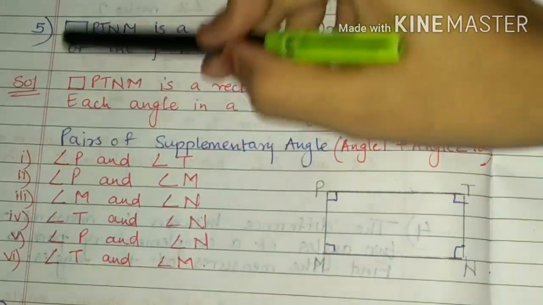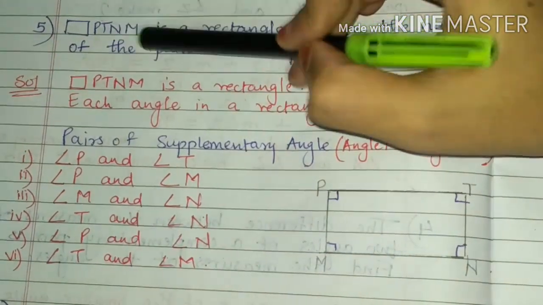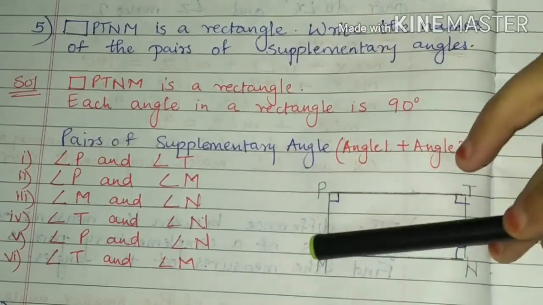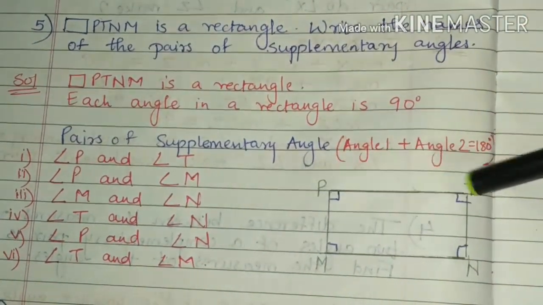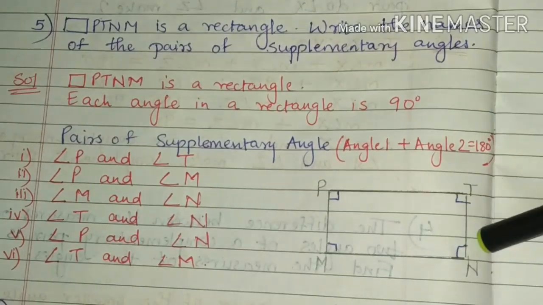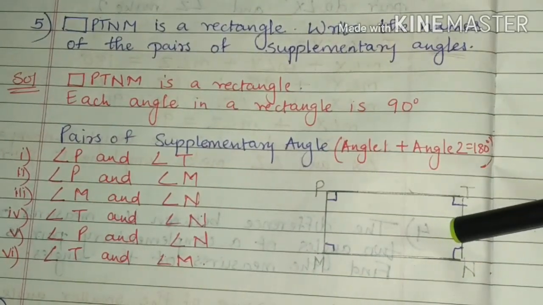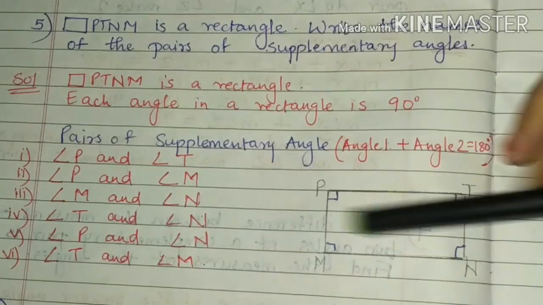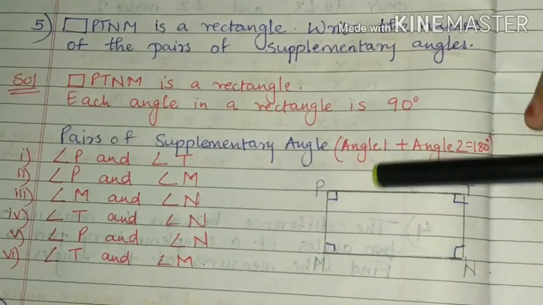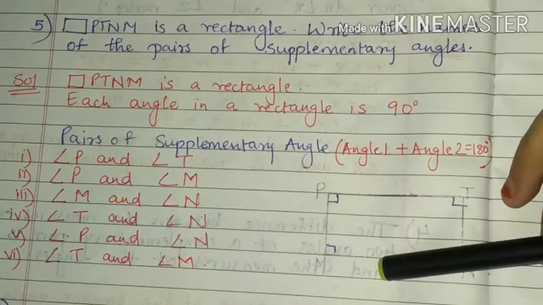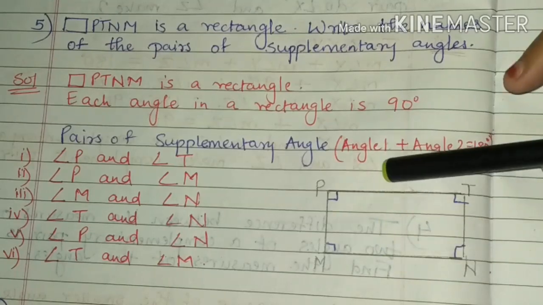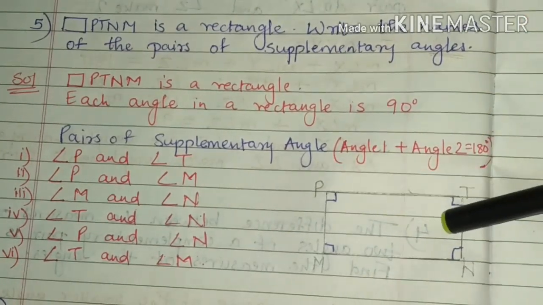Okay, so what is given? This is a rectangle, and you know certain properties of a rectangle. What are they? See, this is rectangle PTNM. You know that a rectangle has opposite sides equal. If this is 2, this side will also be 2. If this is 5, this side will also be 5. So opposite sides are equal.